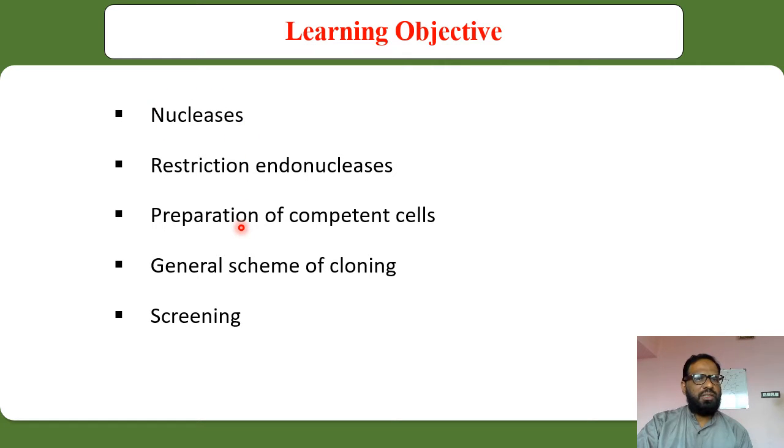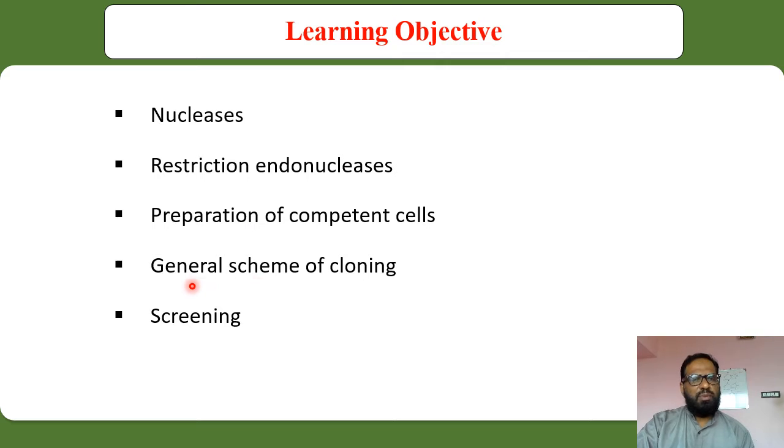Then we are going to discuss the preparation of the competent cell. Most of the time we will find that bacterial cells are very poor transformers. Actually, they don't receive the foreign DNA molecule. That's why here we are going to use some scientific methods, and by using these methods we are going to increase the efficiency of the transformation. That we are going to study in this video.